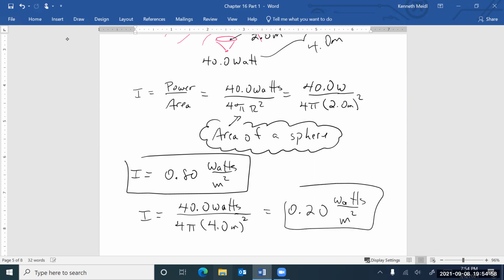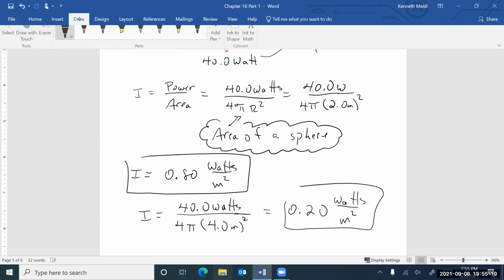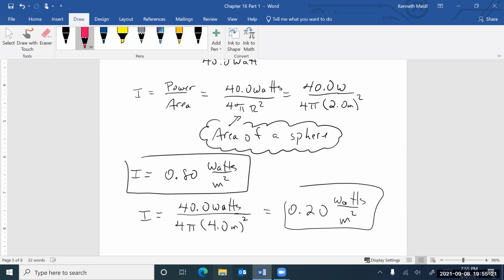So what happened to the intensity when I doubled my distance? It looks like the intensity went down by a factor of 4. I want you to try this on your calculator and see if you're catching on here.